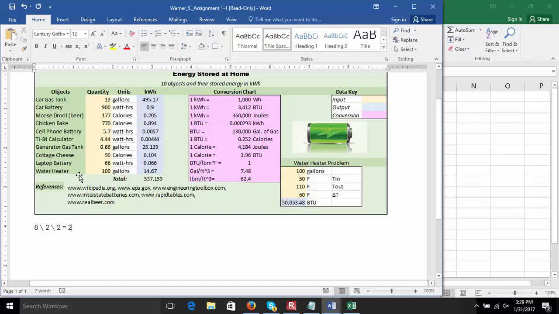It's making me hungry for cottage cheese and a pint of moose drool, but that's a personal problem. We're almost done for the day.